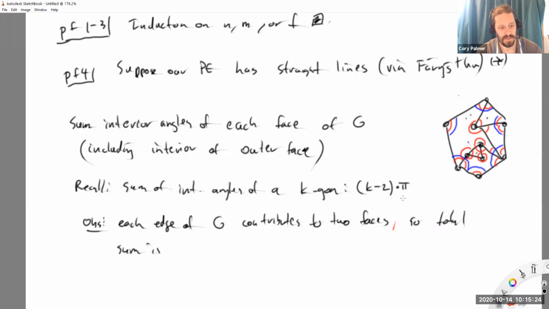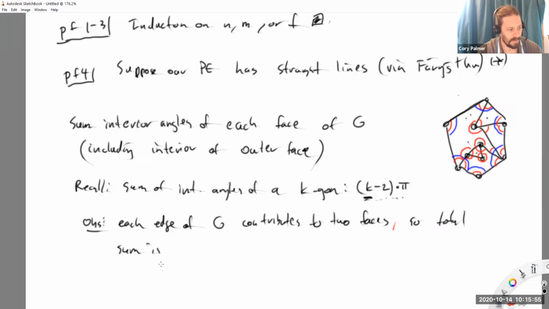So if I add up this value over all the k-gons, k is changing, right? Each face contributes a different k, depending on the size of that face, the number of edges on that face. So if I add up these for all the k-gons, each edge appears twice. So the total number of k's across the whole graph is twice the number of edges. Like if I add up the length of all these k-gons for the whole graph, it's 2 times the number of edges. Does that make sense? That's a nice little double count argument: every edge appears twice.